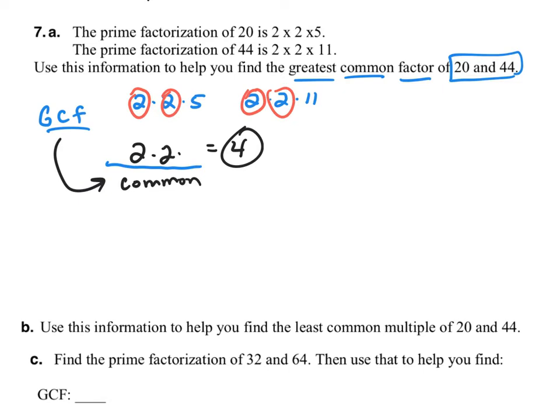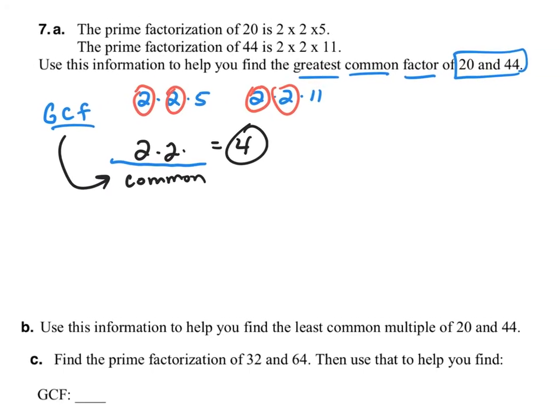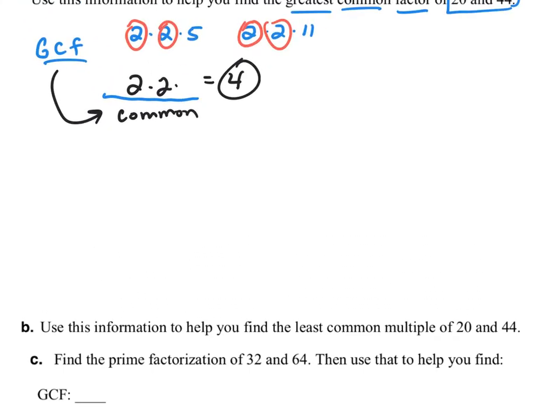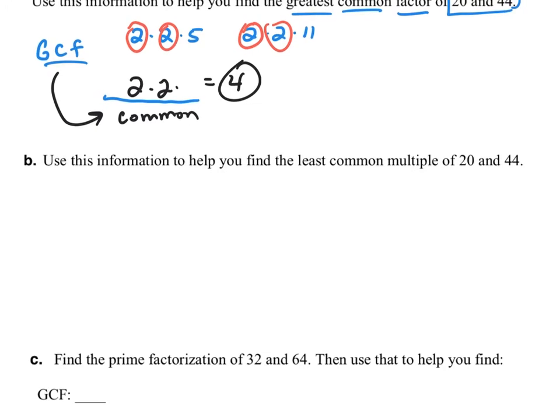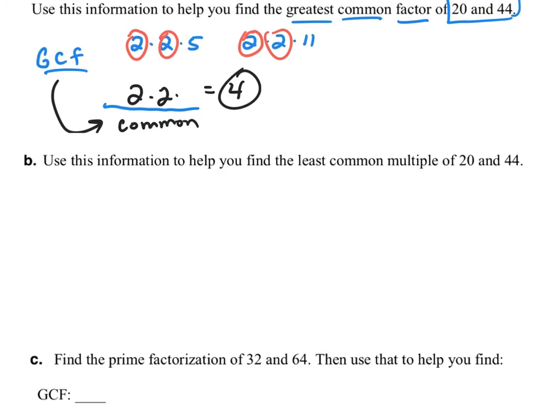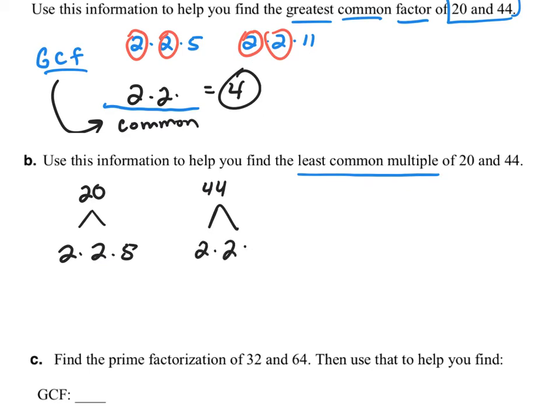All right, so the next thing says use the information now to help you find the least common multiple. Well, for least common multiple, we can use those factor strings again. I'm just going to rewrite them. For 20, it was 2 times 2 times 5, and for 44, it was 2 times 2 times 11.